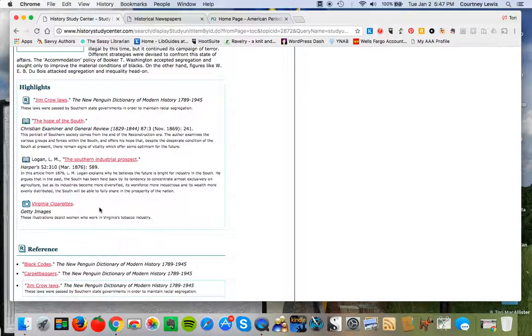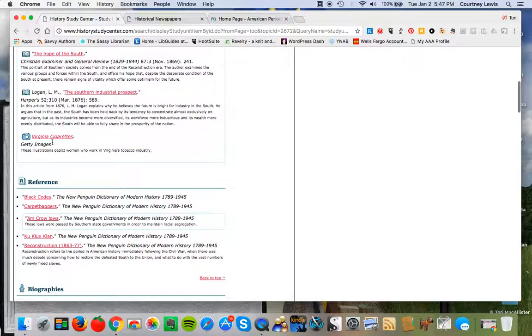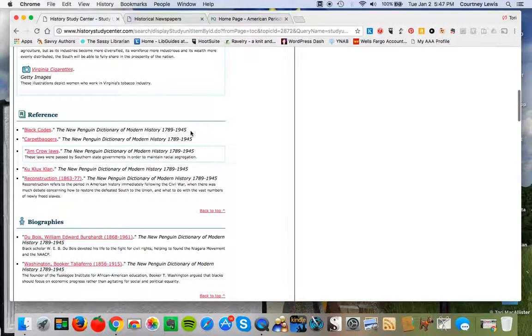So it wants to tell you what the key articles or resources are that it thinks encapsulate this entire topic in one fell swoop. Here we've got a reference article on Jim Crow laws. Here we have an actual 1869 article called The Hope of the South. Here's a Harper's Bazaar, a very popular magazine at the time, 1876, The Southern Industrial Project. And then there's an image of Virginia cigarettes, which I think is really interesting and I'm going to want to know more about.